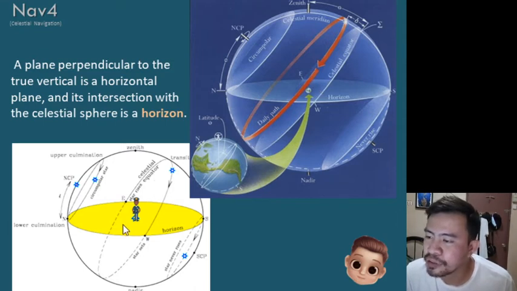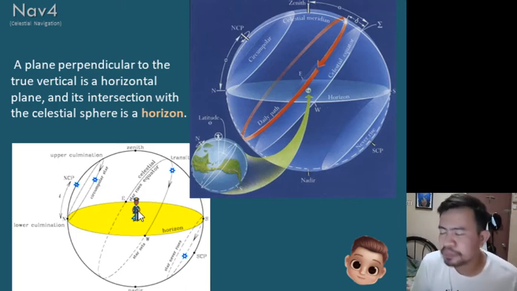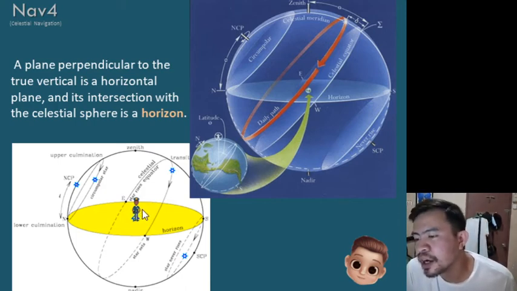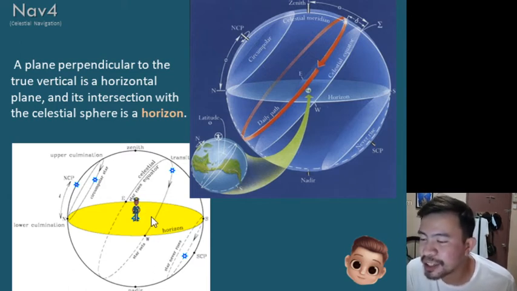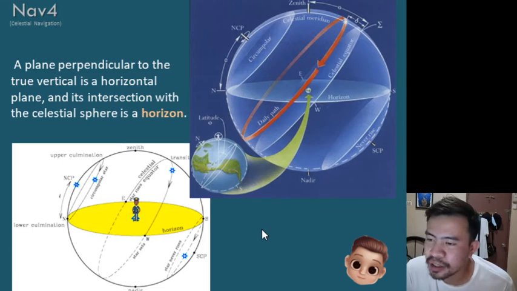For example, if you are standing here and there is a point here, and then you will be vertically perpendicular to the zenith and the nadir, then that's your horizon as per the definition. As you can see in this example, there is a great circle here, and there is a plane that is created, so that is our horizon as per the observer.